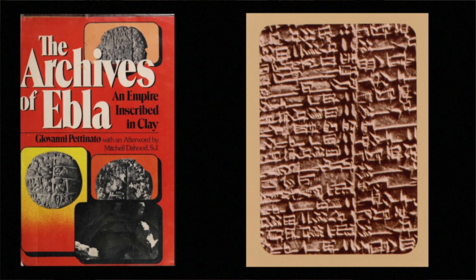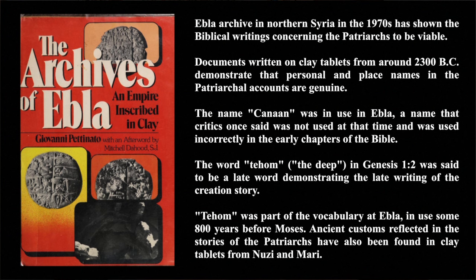Now, obviously, miracles, because they necessarily leave no trace behind, like the crossing of the Red Sea, the resurrection, turning water into wine, obviously there's no material evidence of that left behind. But the other historical evidence, in terms of names of peoples, places, and events, yes, these do leave a trace behind. One of which was the discovery of the Ebla archive in northern Syria in the 1970s, which has shown the biblical writings concerning the patriarchs to be viable.